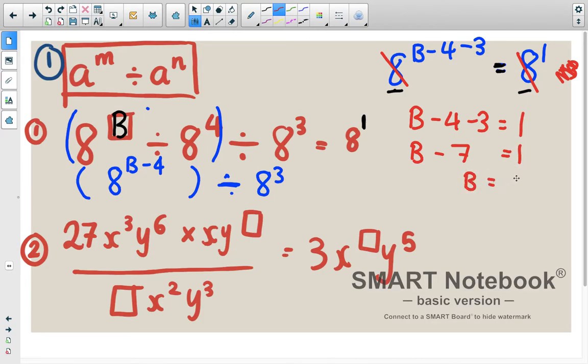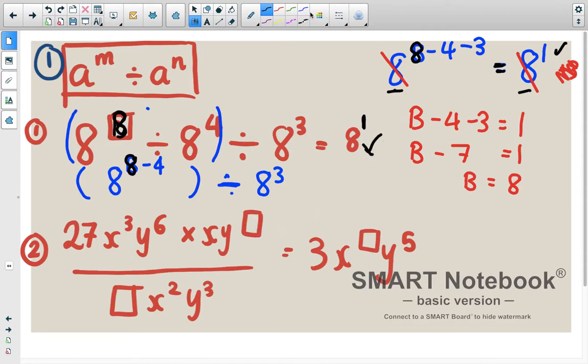B sama dengan 8. Okay, so that gives us 8 di sini. So 8 di sini, dapat 8 kat sini. Okay, so if we put 8 di sini, 8 tolak 4 tolak 3 akan dapat 8 kuasa 1, betul tak? So that satisfies that formula.